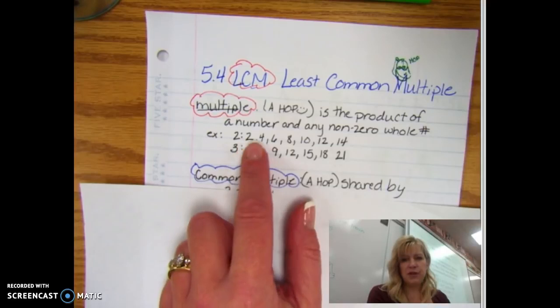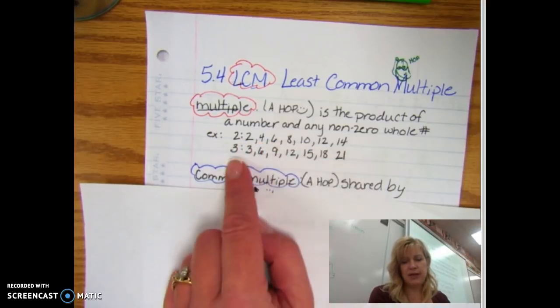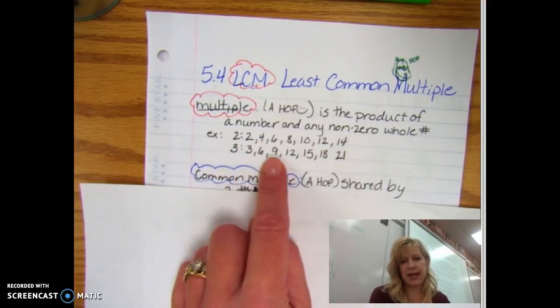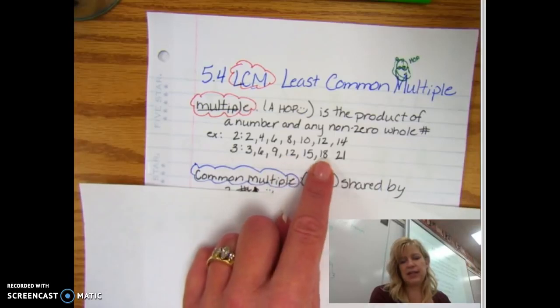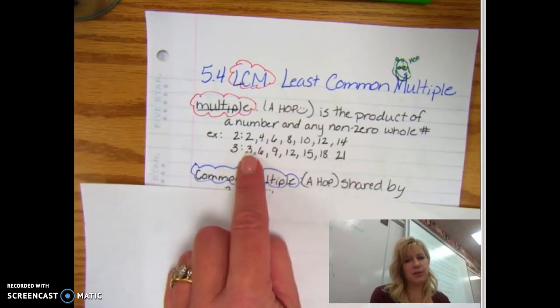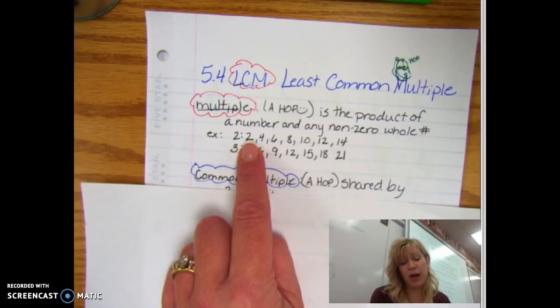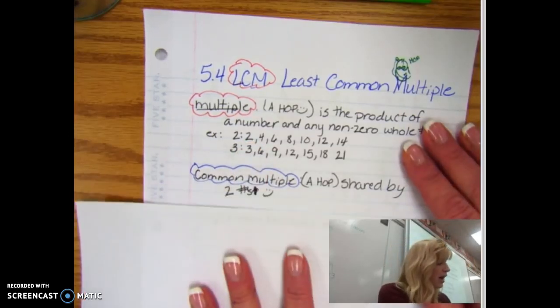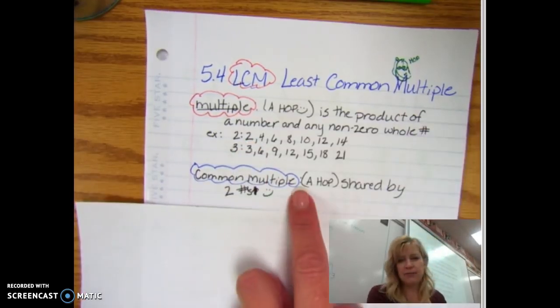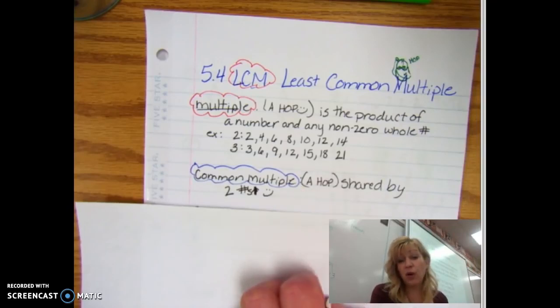For 2, we have 2, 4, 6, 8, 10, 12, 14. For 3, we have 3, 6, 9, 12, 15, 18, 21. We do count this one because it is 2 times 1. So a common multiple is a hop that is shared by 2 numbers or more.